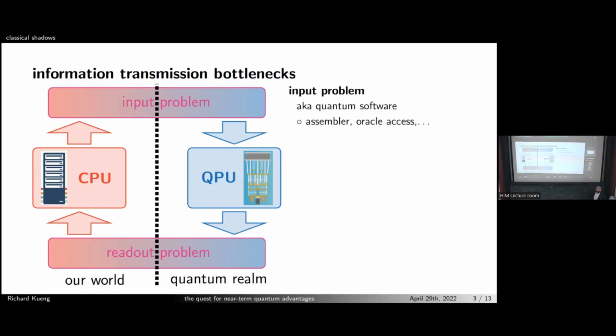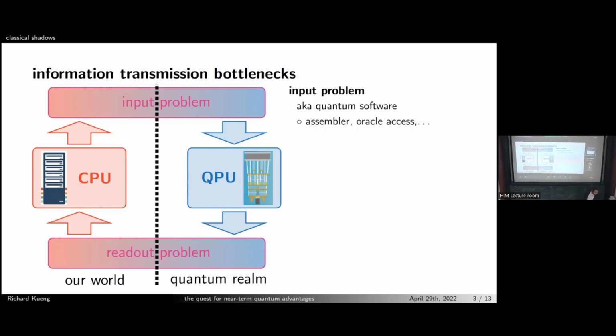And both of them are very interesting. The input problem, you can broadly classify as quantum software, but also quantum hardware design. You maybe want something in the long term like an assembler, something that tells you how you can send instructions to the quantum computer.